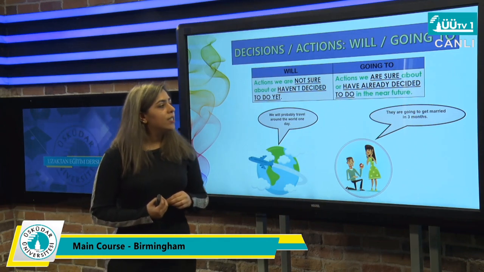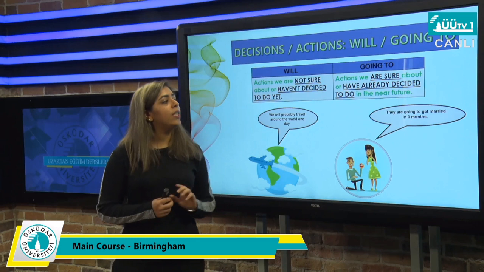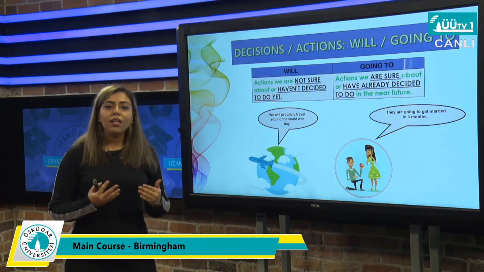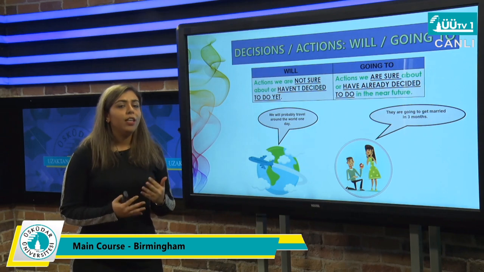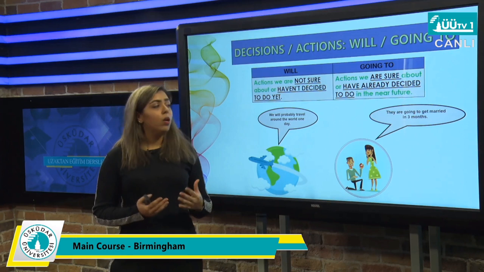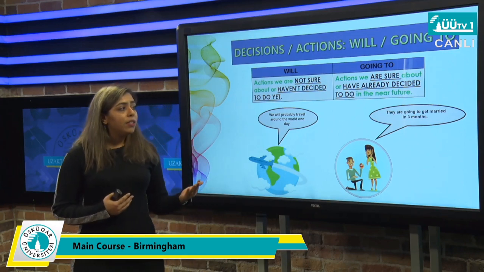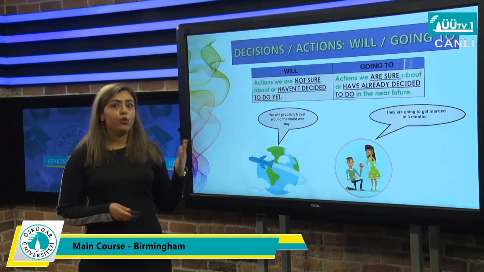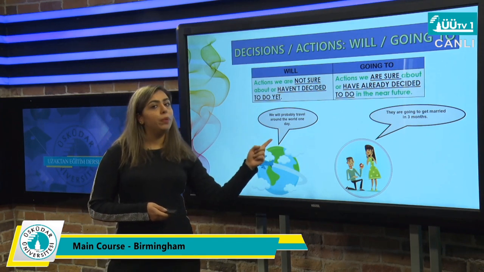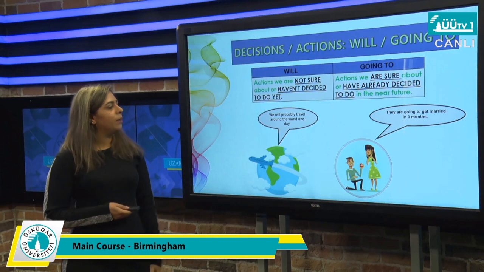As you can see in the example, they are going to get married in 3 months. So he has already proposed to her. They are engaged now. They have planned for their wedding. So they're going to get married in 3 months. They are sure about it, but here we're not sure about it. Probably, you're just guessing, thinking.